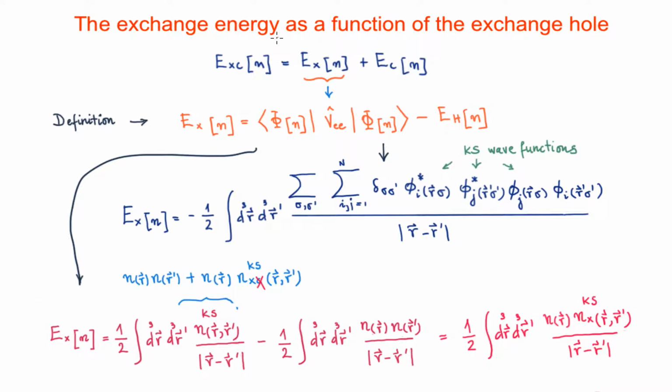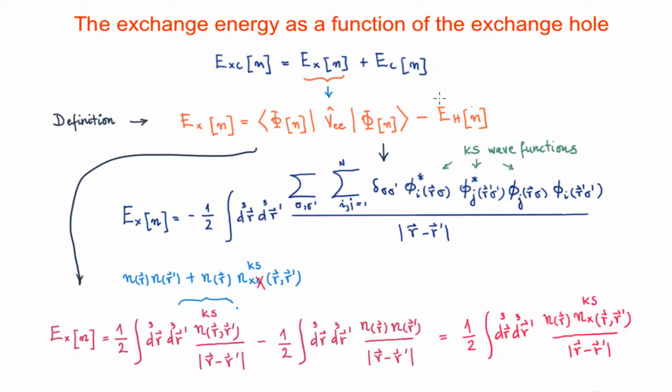We're going to see the relation between the exchange energy and the exchange hole. So within the Kohn-Sham method, the exchange and correlation energy functional could be decomposed into two different terms, the exchange energy functional and the correlation energy functional. And the exchange energy functional is defined in this way here.